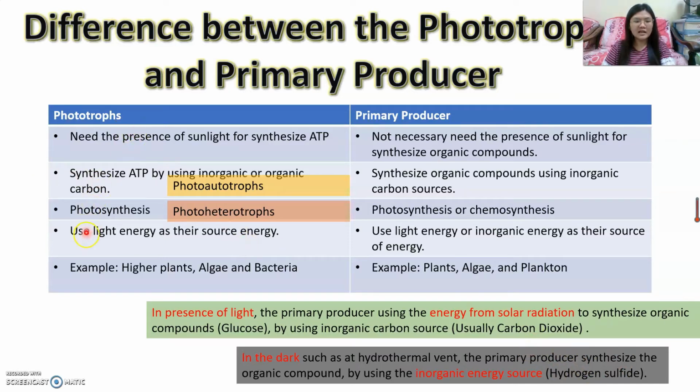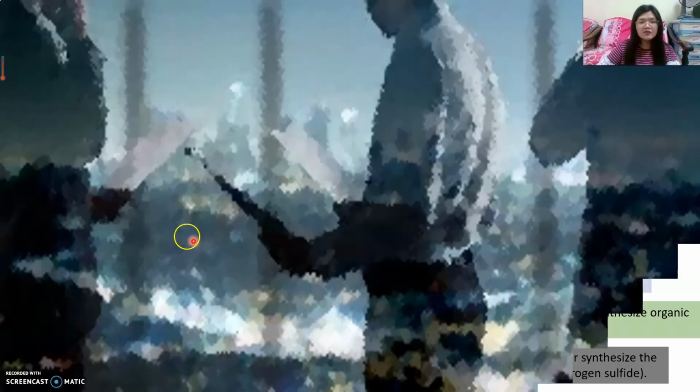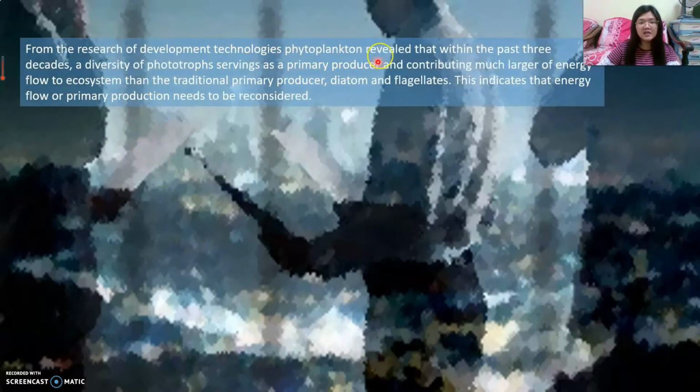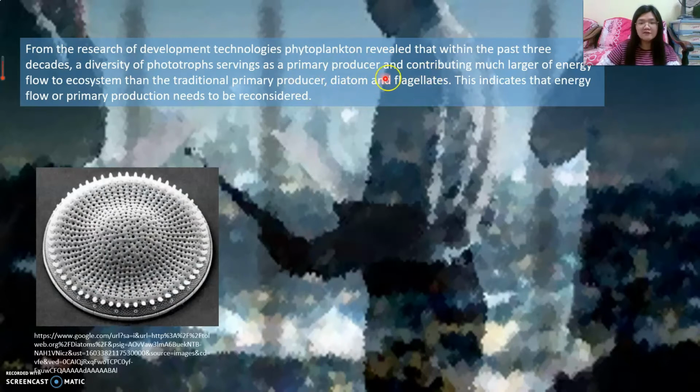Phototrophs use light energy as their energy source, and the primary producer can also use light energy, and also inorganic energy. These are the examples of phototrophs and primary producers. From research on phytoplankton over the past three decades, a diversity of phototrophs serve as primary producers and contribute much of the energy flow to the ecosystem, more than the traditional primary producers, which are diatoms and flagellates.